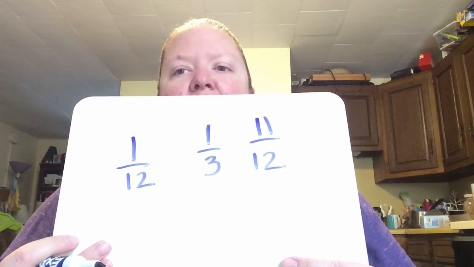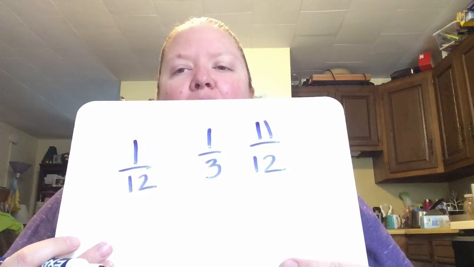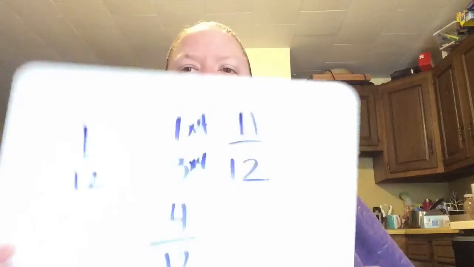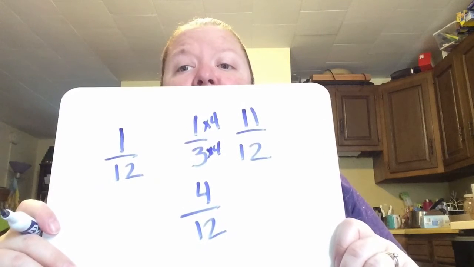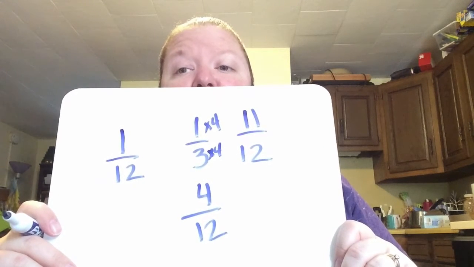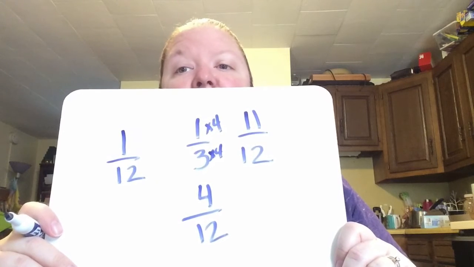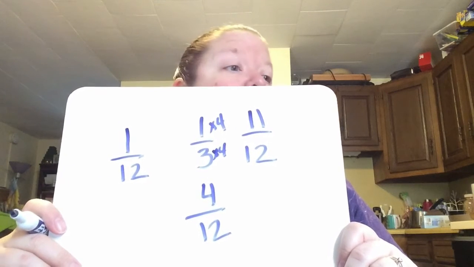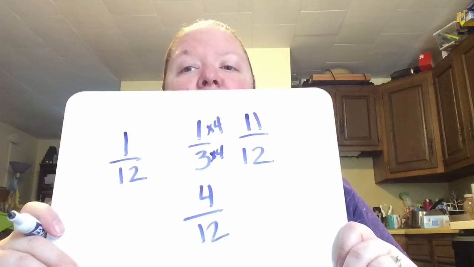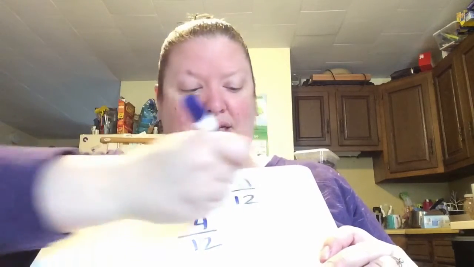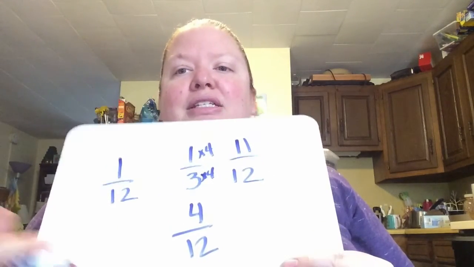The denominator is 12, so I'm going to multiply by 4. Whatever I do to the bottom, I must do to the top. Times 4, times 4. So this becomes 4/12. And so I can see that 4/12 is right in the middle of 1/12 and 11/12. So 1/3 is actually in the right spot for these to be in order from least to greatest. If I were going to go from greatest to least, I would just reverse the order: 11/12, 1/3, and 1/12.